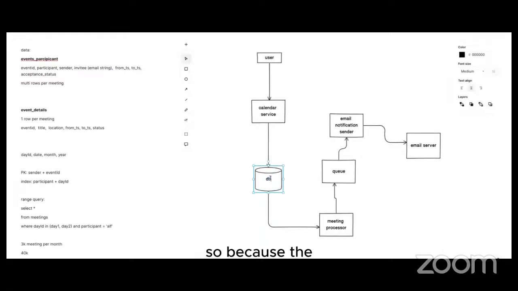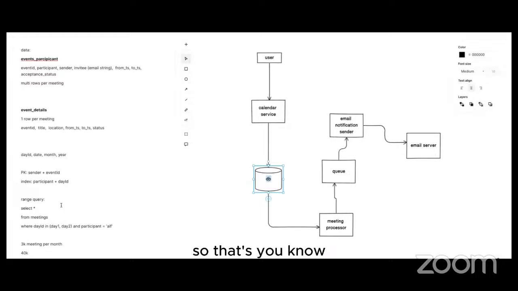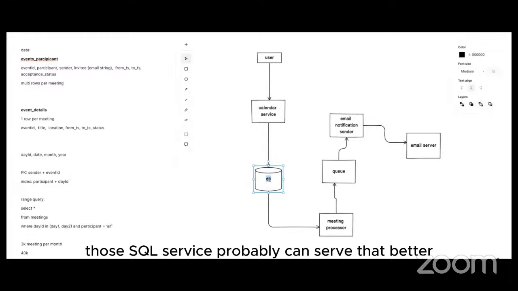So because the recent and the future data is always more important, there's a way to keep the working data set small. The old and less important data we can write to, for example, a NoSQL service, which can probably serve that better, because for the old data we rarely actually write.